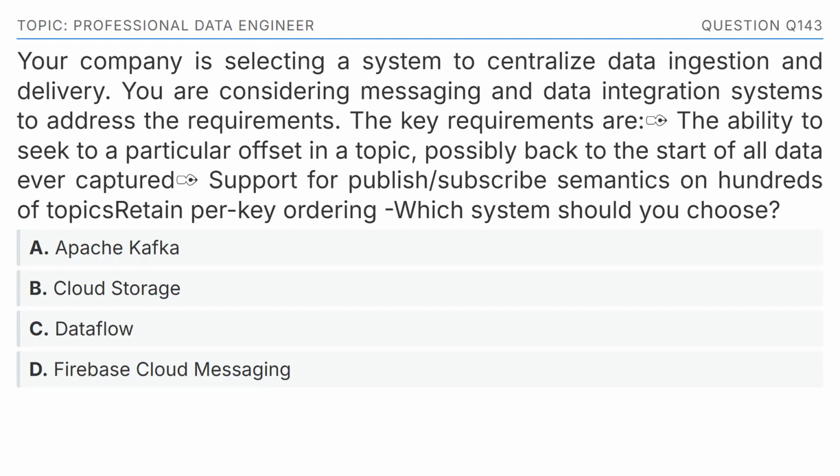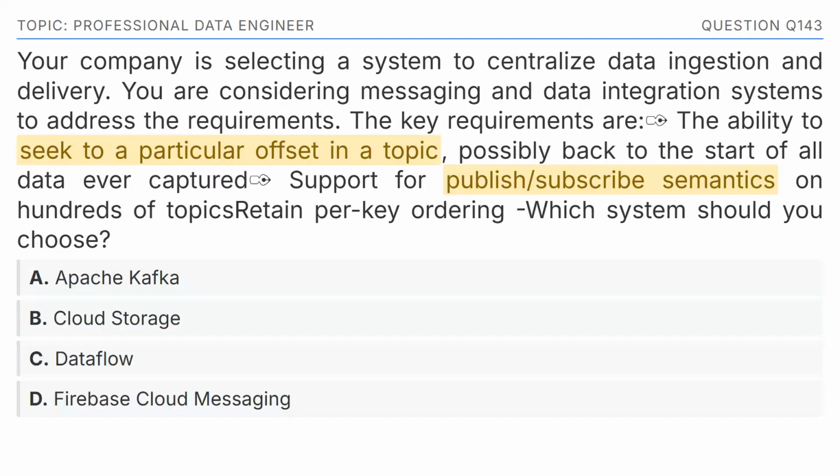The options are: Option A, Apache Kafka. Option B, Cloud Storage. Option C, Dataflow. Option D, Firebase Cloud Messaging. To arrive at the correct answer, we focus on the keywords: seek to a particular offset in a topic, publish/subscribe semantics, retain per key ordering. Correct answer is option A, Apache Kafka.